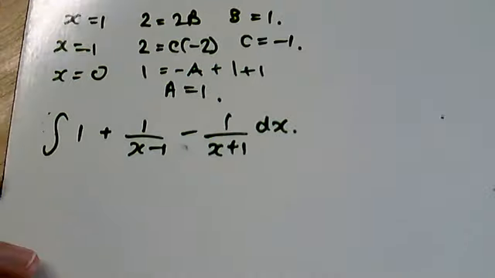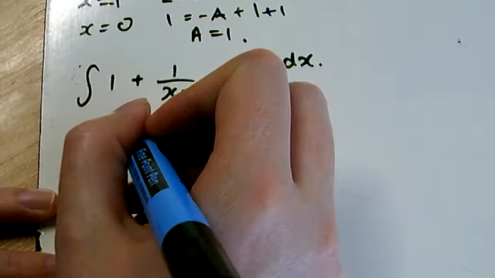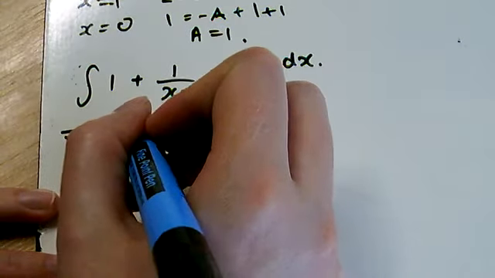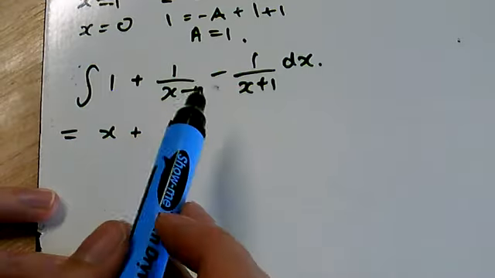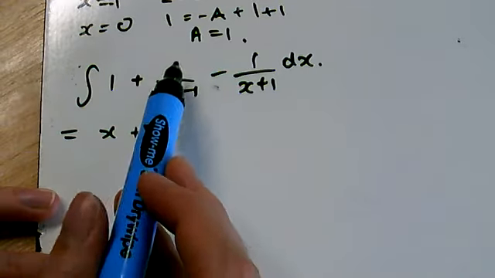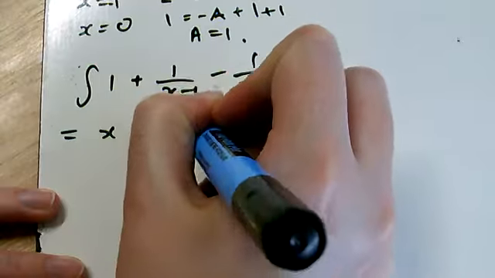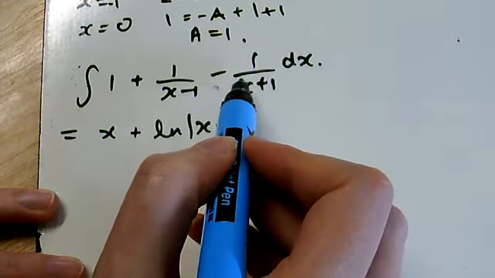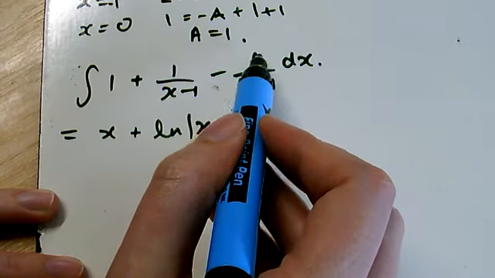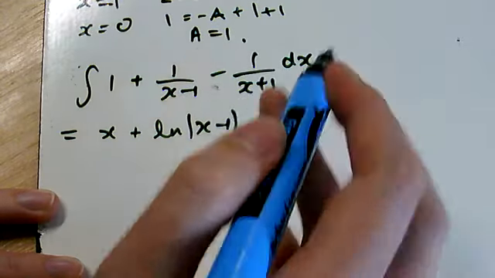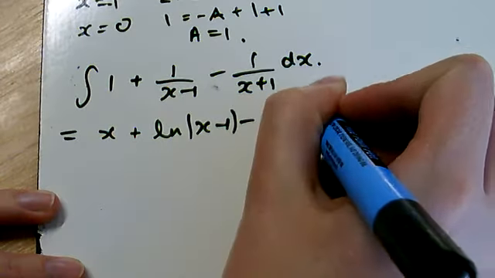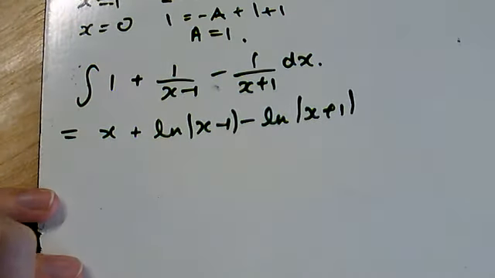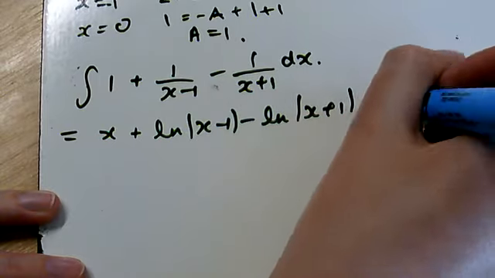So they've been reasonably nice to us here in terms of what we integrate. So 1 just integrates to x. Next we've got another ln integral. So if I differentiated x minus 1, I get 1, which is what's on top, so it's just ln of x minus 1. Here, if I differentiate that, I get plus 1, so that bit makes ln of x plus 1, so I've got minus ln of x plus 1, and we haven't got any limits, so we need a plus c on the end of that.